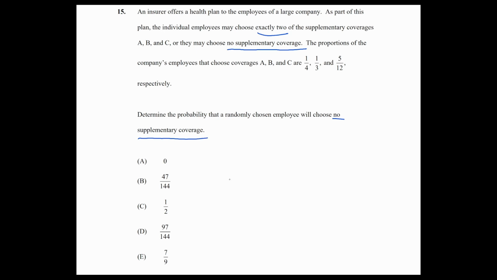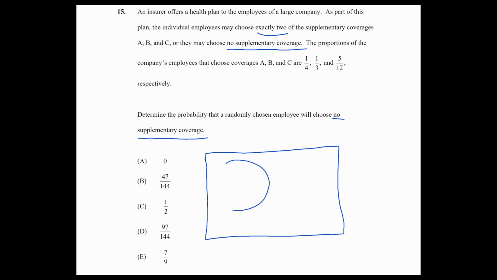Okay, so this is, again, sort of a Venn diagram problem, but it's not your typical Venn diagram problem. So let's draw a box first to denote 100% of the population, and let's draw circles for A, B, and C. Let's call this A, B, and C.